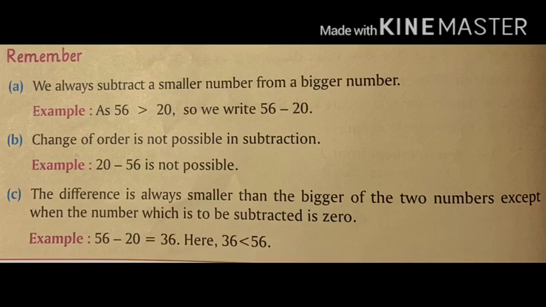Third rule is that the difference is always smaller than the bigger of the two numbers, except when the number which is to be subtracted is 0. For example, 56 minus 20 is 36. Here the answer is smaller than the bigger number. So remember these rules, and now we will discuss some of the properties of subtraction.